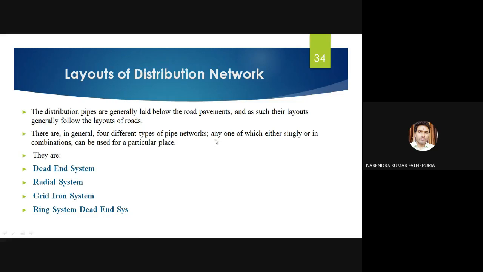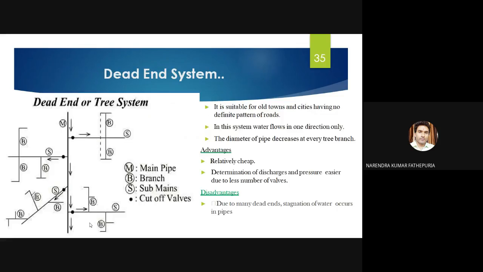Okay. So there are four types of pipe networks, any one of which, either singly or in combination, can be used for a particular place. These are the dead end system, radial system, grid iron system, and ring system. There are four types of distribution networks.